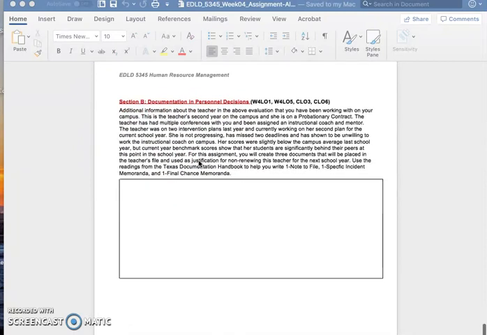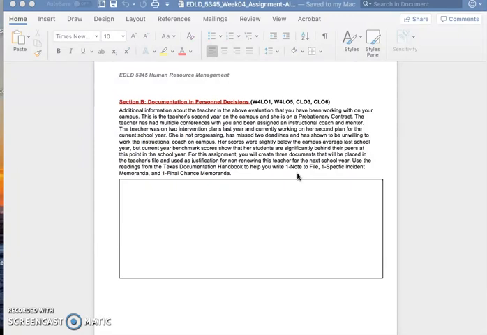Part B, again, is that documentation process. So again, use all your readings, and you're going to create three specific types of documentation: a note to file, a specific incident, and a final chance. So you can either type them in that box, you can create them in Word and cut and paste them in there, however you would like to do that.